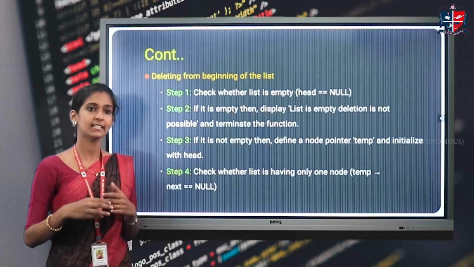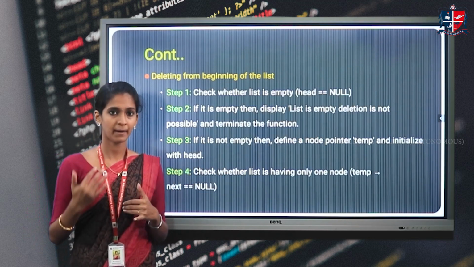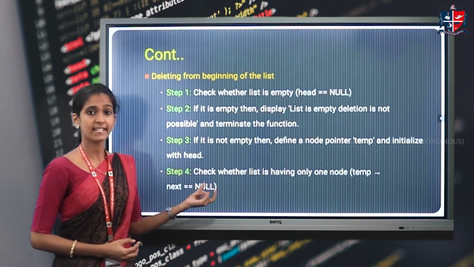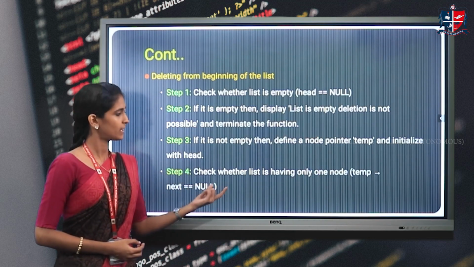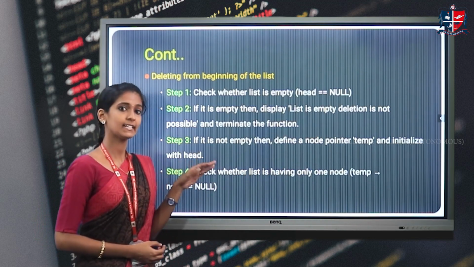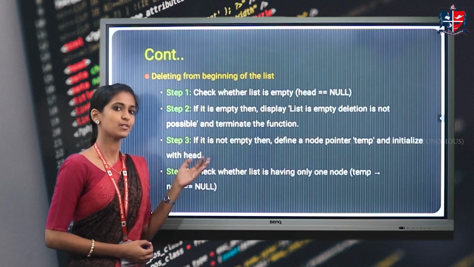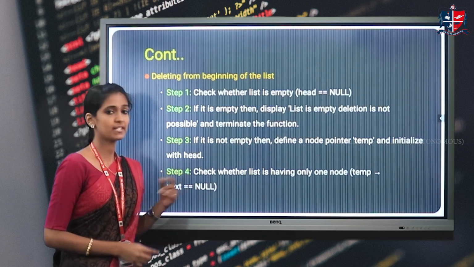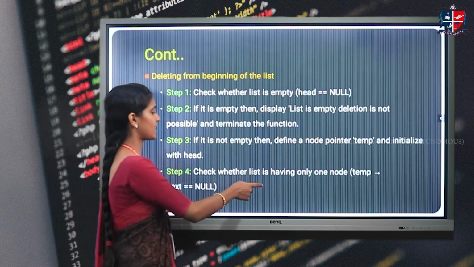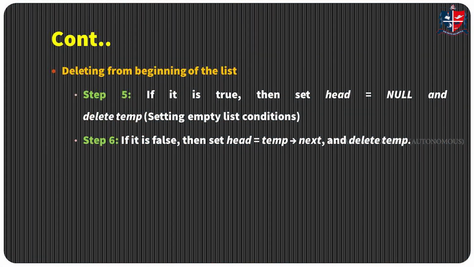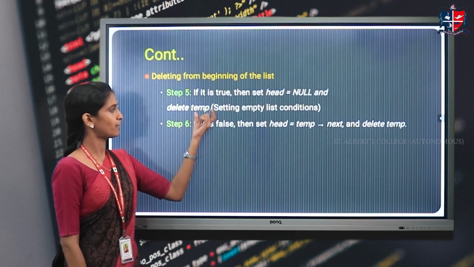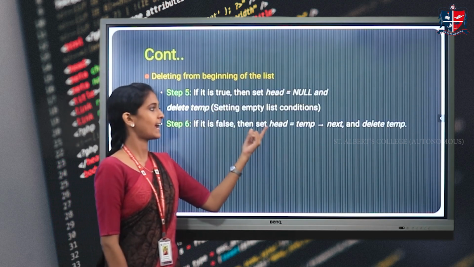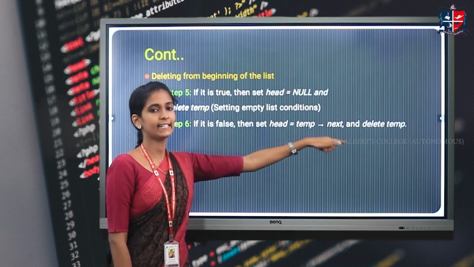Now we want to check whether the list has one node or multiple nodes. Check whether the list has only one node through the condition temp's next is equal to null. Since temp is initialized to head, if temp's next is equal to null, it has only a single node. In the case of a single node, just set head is equal to null and delete temp. If the list has multiple nodes, assign head is equal to temp's next and delete temp.